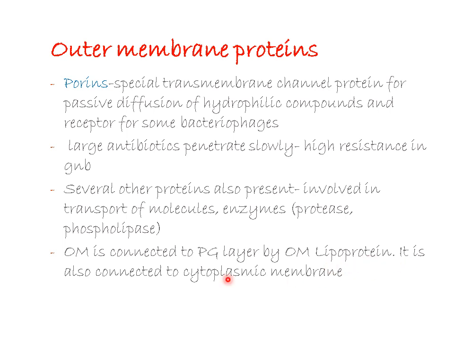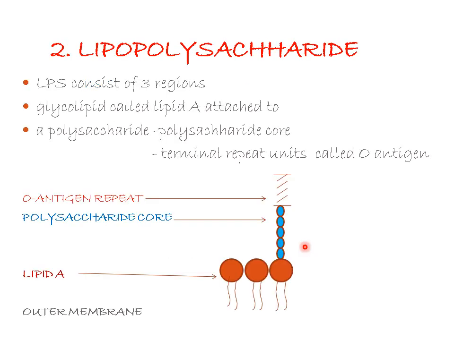This also we have seen. It is also connected to the cytoplasmic membrane. Now let's come to the lipopolysaccharide part. Lipopolysaccharide consists of three regions, which includes a glycolipid called lipid A, attached to a polysaccharide. This polysaccharide consists of a polysaccharide core as well as terminal repeat units called O antigen. This O antigen is responsible for the O antigen specificity of the bacteria.